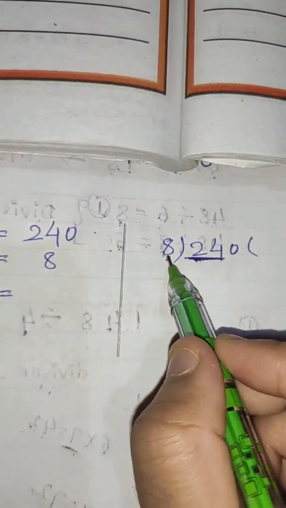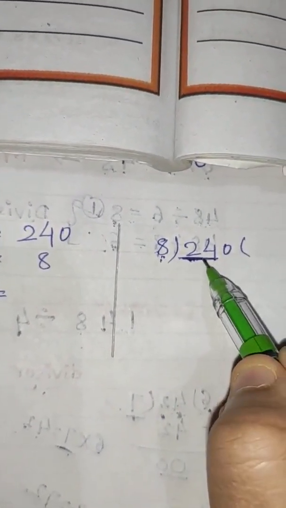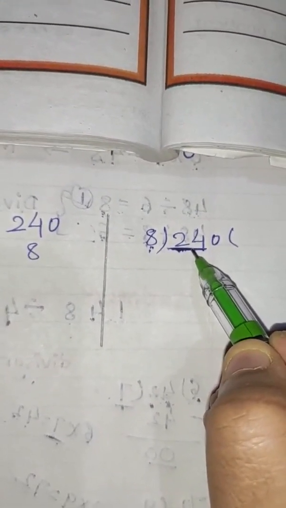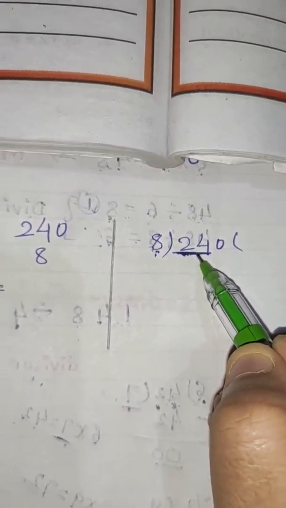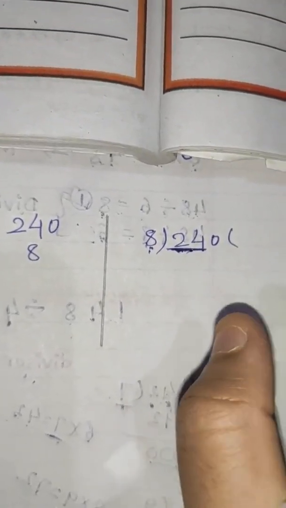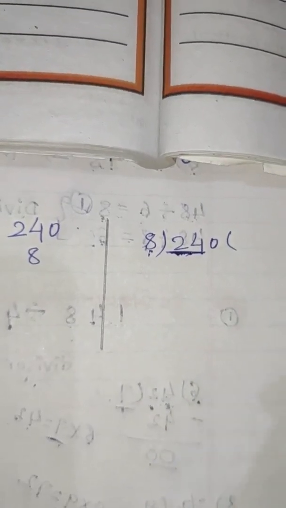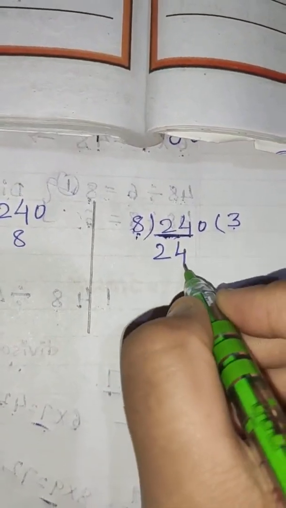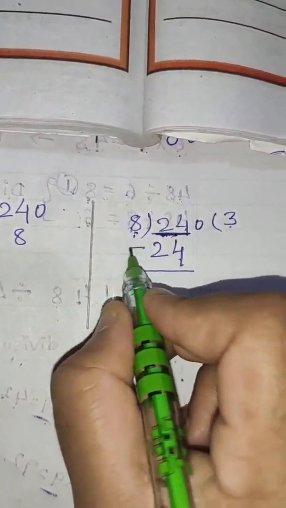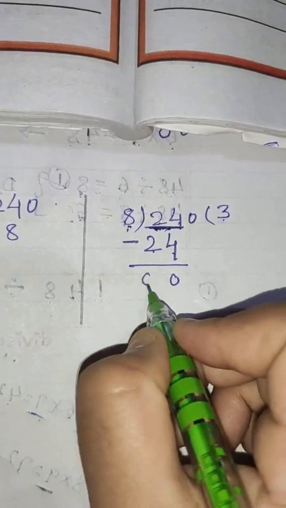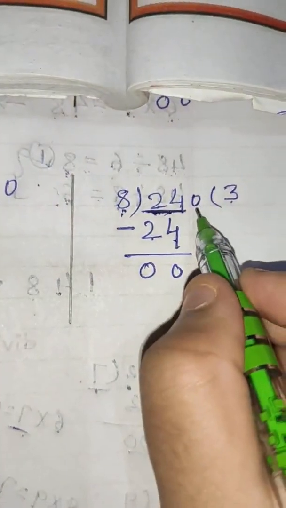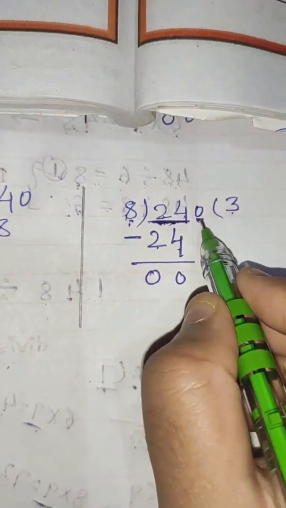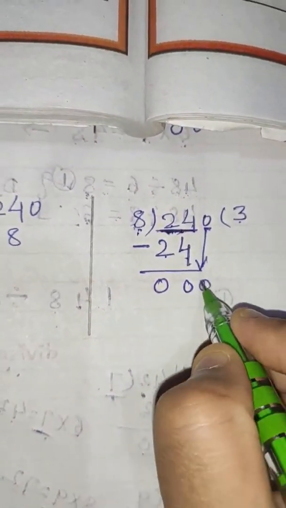Now you have to count the 8 table to get the number 24. Okay, let's count with me. 8 ones are 8. 8 twos are 16. 8 threes are 24. We got the number 24. So we have to stop there. So we'll write here 8 threes are 24. Okay, so 4 minus 4 is 0. 2 minus 2 is 0. Yes, what about this 0 now? Yes, children, what do we have to do? Tell me. And this 0 will come, bring down.